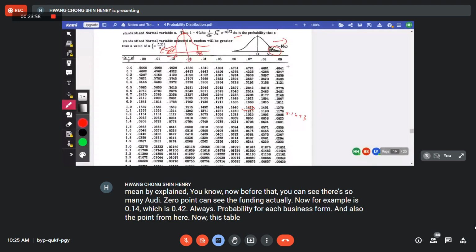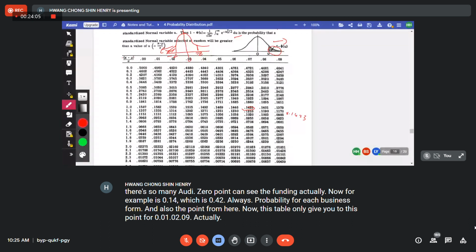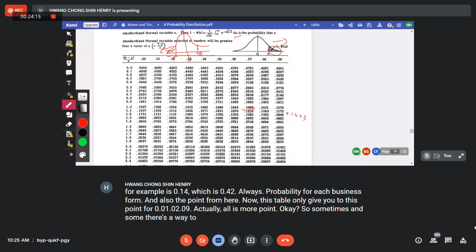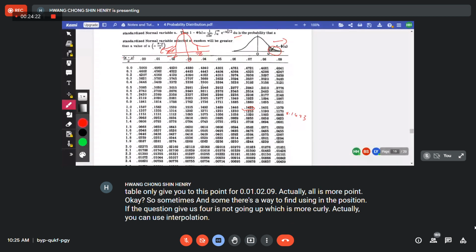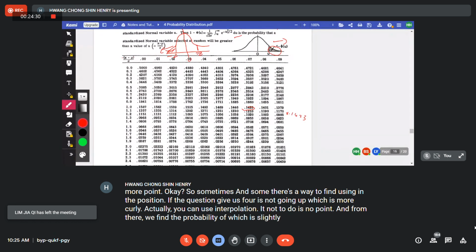Now, this table only gives you 2 decimal points, 0.00, 0.01, 0.02, up to 0.09. Actually, we can use up to 4 decimal points. Remember, the more decimal points, the more accurate. Some textbooks have a way to find it using interpolation. If the question gives us 4 decimal points, which is more accurate, you can use interpolation. If not, we round it to 2 decimal points and from there we find the probability, which is slightly different, but we accept that.